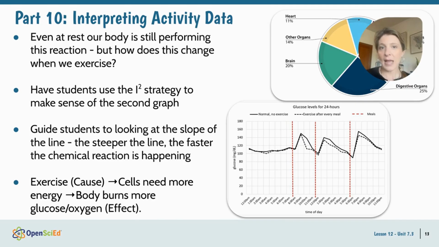During the sense making, have the students use the I2 strategy, which we've already practiced several times throughout this unit, for the glucose graph. If students struggle to connect to their own bodies, ask, well, why do we breathe fast in PE? It's really to get more oxygen to the reaction. And why might you feel hungry after playing? Remember, it's because your glucose levels dropped after you burned it for the energy. We also might want to make a math connection. The steeper the drop, the faster the reaction is happening.